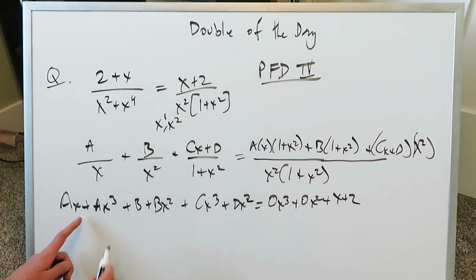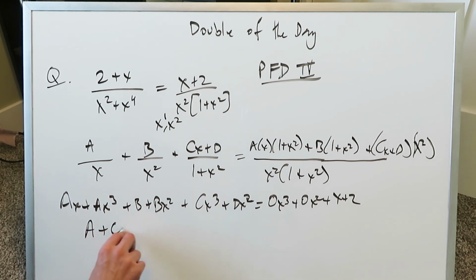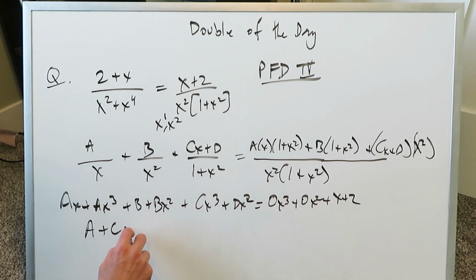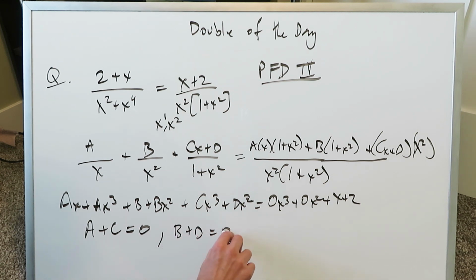Now look at all the cubic items here. In terms of their coefficients, you have a plus c. See, you have ax cube, cx cube, those are your cubic items, a, c, and a 0. A plus c equals 0. Look at the quadratic terms. You have a b and a d. B plus d is equal to 0.